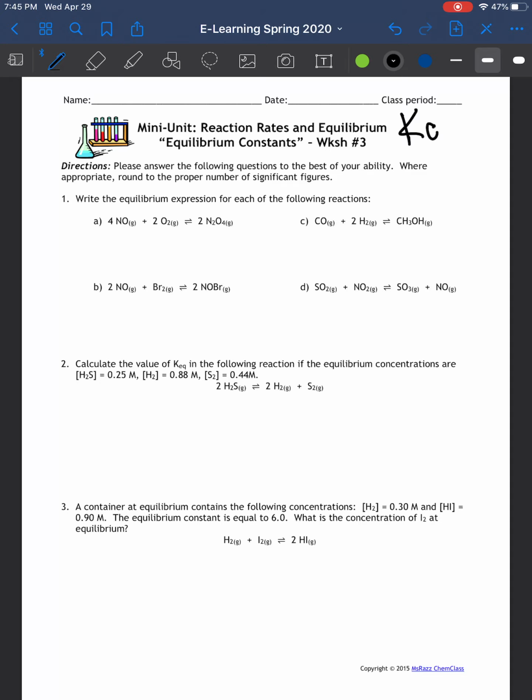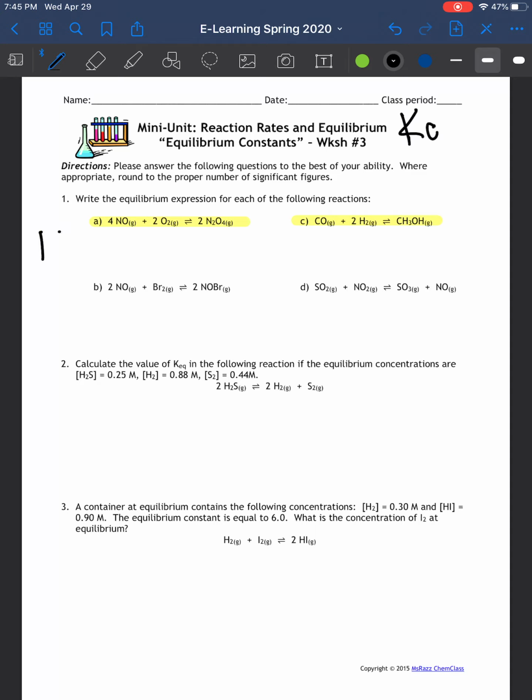To determine our equilibrium constant K sub C, we need the equilibrium concentrations of our products divided by the equilibrium concentrations of our reactants. So for number 1, it says write the equilibrium expression for each of the following reactions. Some of this will be for homework for you guys. I'm only going to work on letter A and letter C. Letters B and D will be homework for you. Let's get straight to it.